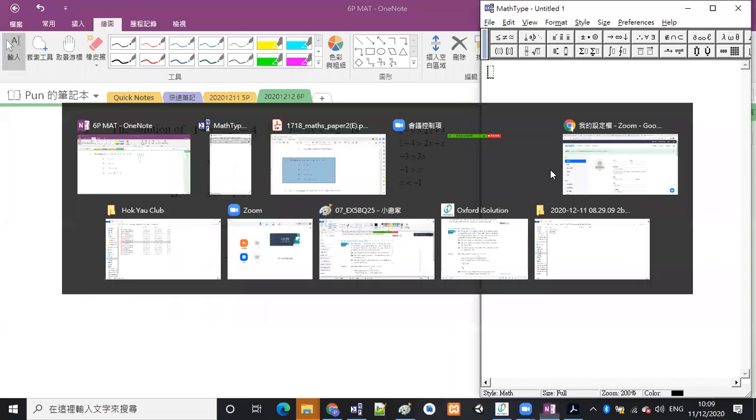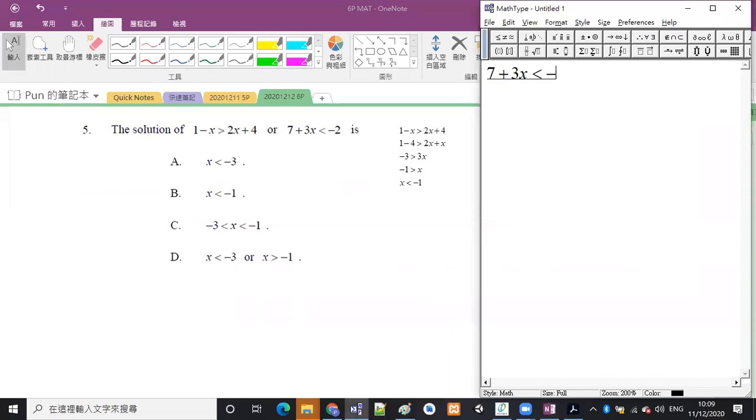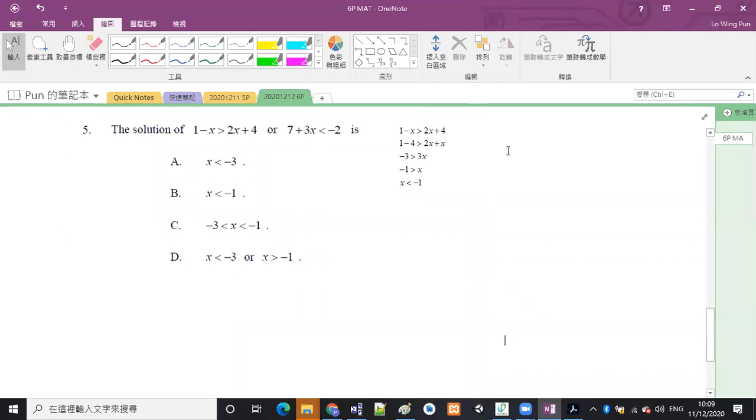And we have the second one, 7 plus 3x less than negative 2. Keep the 3x term on the positive side. So it is less than negative 2 minus 7, that's negative 9. And then x should be less than negative 3. So that is the second inequality. But we need to OR them together. Remember that OR is a keyword here.